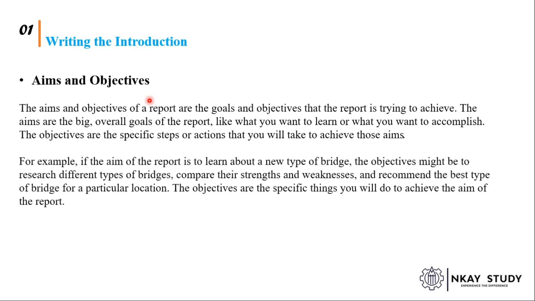So, for example, if the aim of the report is to learn about a new type of bridge, the objectives might be to research different types of bridges, compare their strengths and weaknesses, and recommend the best type of bridge for a particular location, right? Very simple. So let's take a critical look at NKay's report once again, and then we'll see how he went about that.